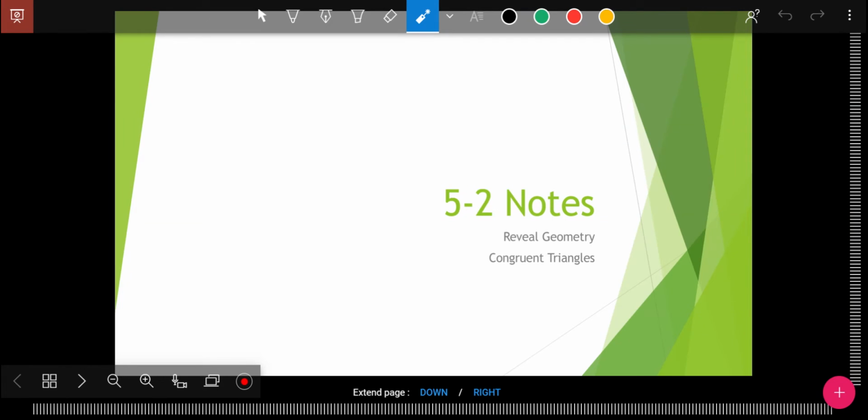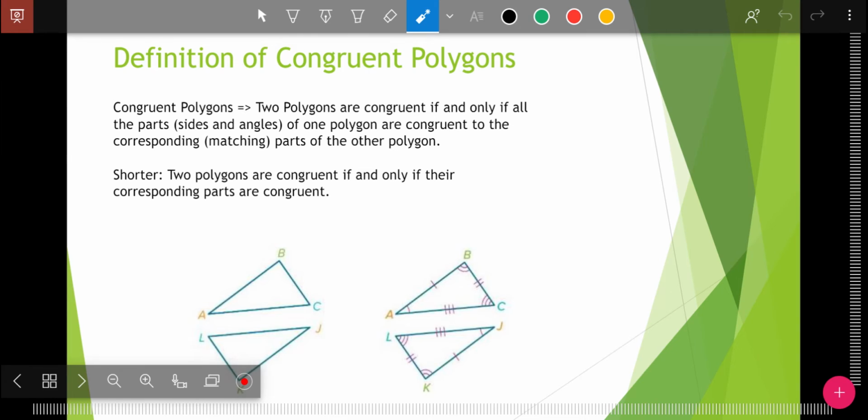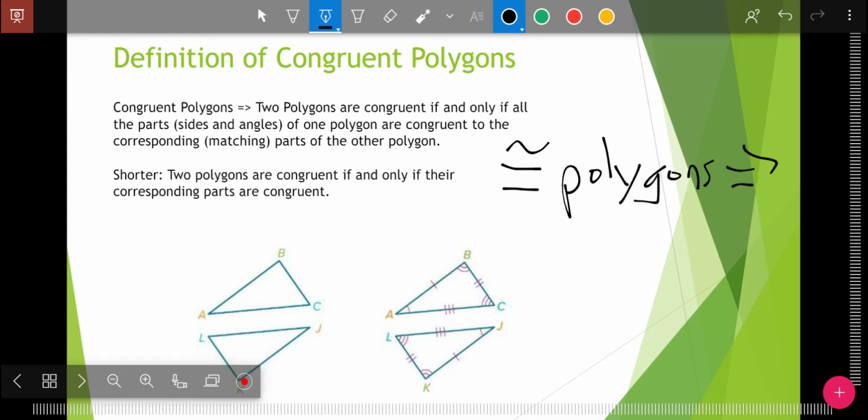All right, today we're going to move on to section 2 of module 5. It's on congruent triangles, but we're first going to start by talking about congruent polygons in general. Congruent polygons means that all their parts are congruent. So you have congruent polygons if you have all congruent parts. All parts are congruent.